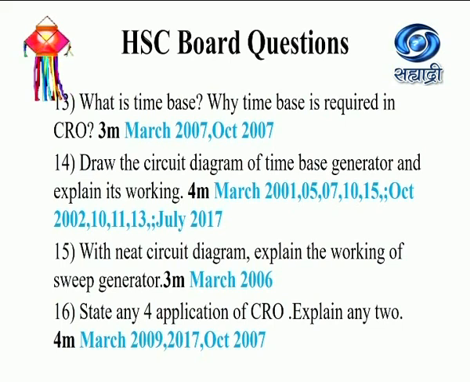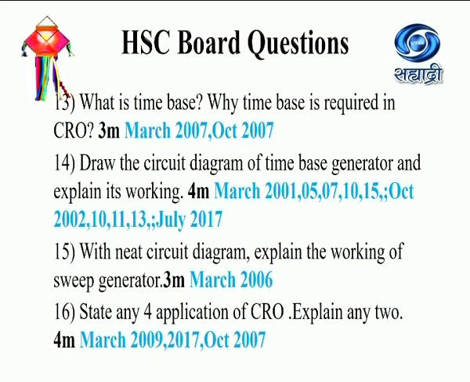14th, that is draw circuit diagram of time base generator and explain its working. It is asked for 4 marks. So you have to draw the circuit diagram first. 1 mark is assigned for the circuit diagram. So by using UJT relaxation oscillator, that is the circuit of TBG, you can explain its working in this question. Next question, with the neat circuit diagram, explain the working of sweep generator. Sweep generator is basically a time base generator. So you can explain the time base generator again in this question.